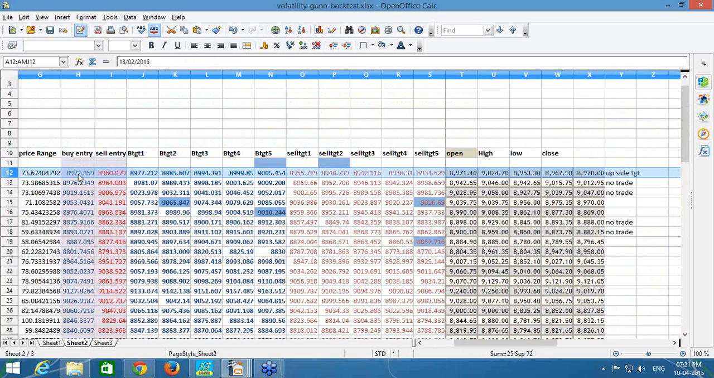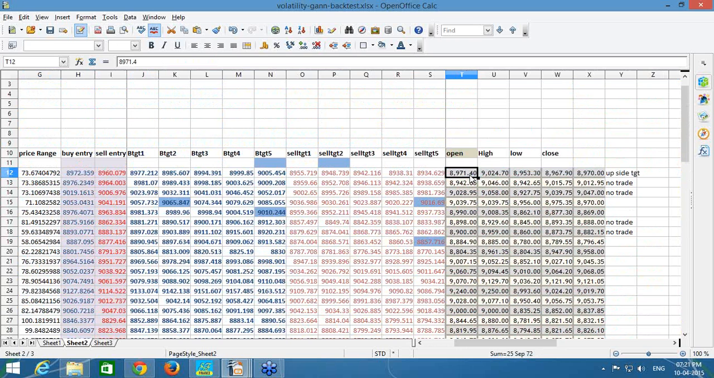All these greens, blues are coming for buy entry. This is for sell entry. These are the buy entry targets. These are all sell entry targets. This is what happened on that particular day. You have calculated as per the previous day's close.